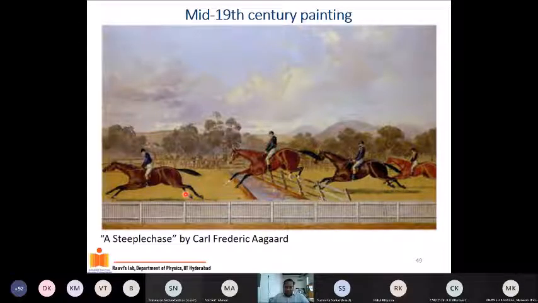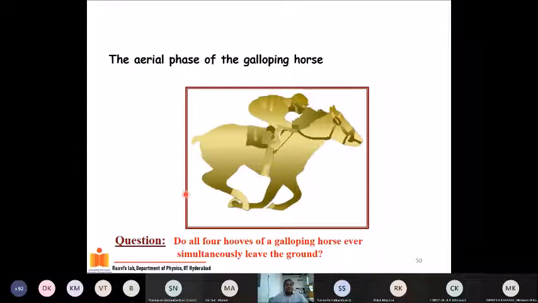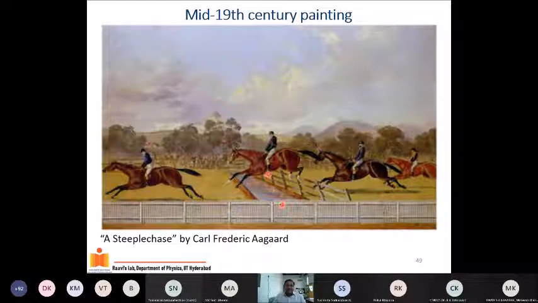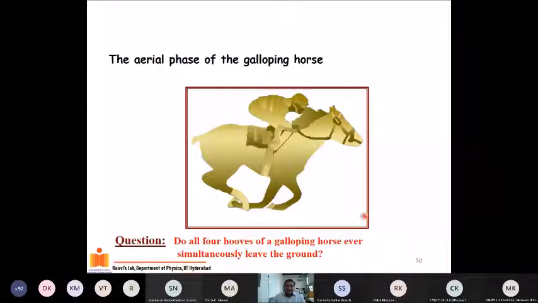So there were 2 questions which were really bothering those people in those days. What is the aerial phase of a galloping horse? The question is, do all 4 hoofs of the galloping horse ever leave the ground simultaneously? Okay, so this is how one would expect the question to be. Would it be like this or like this? Okay. Are they away from each other or pointing towards each other?